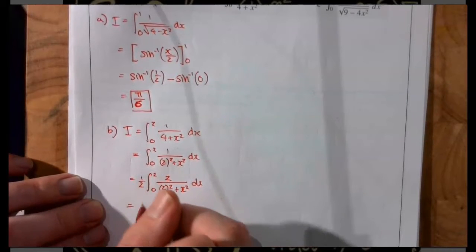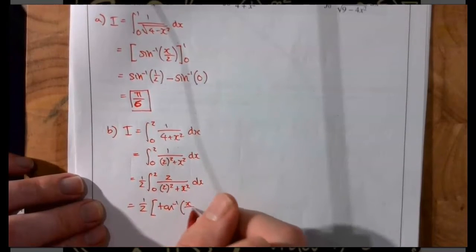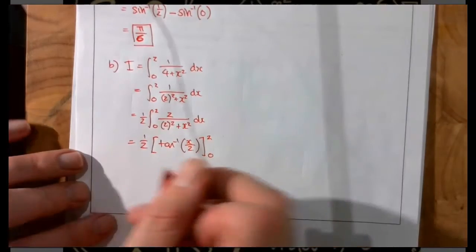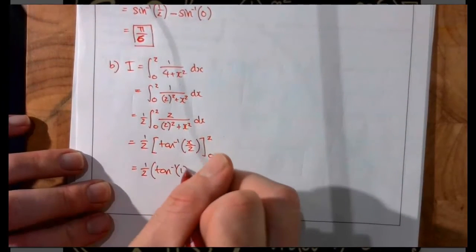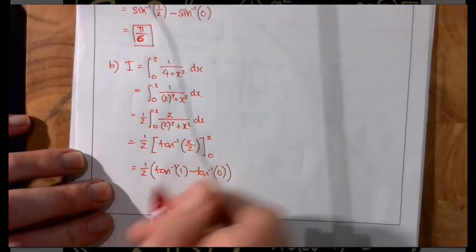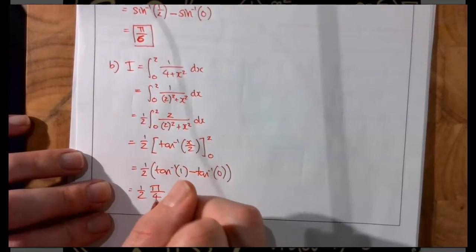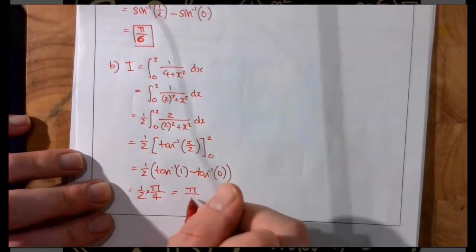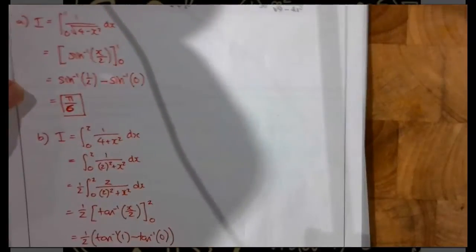this integral. This integral is tan inverse of x over 2, exactly, evaluated between 2 and 0, which means if I do that, my answer is going to be a half of tan inverse of 1, substituting in 2, take away tan inverse of 0. Tan inverse of 1 is pi over 4. Tan inverse of 0 is 0, so my answer is a half times pi over 4, which is pi over 8. And well done if you got that.